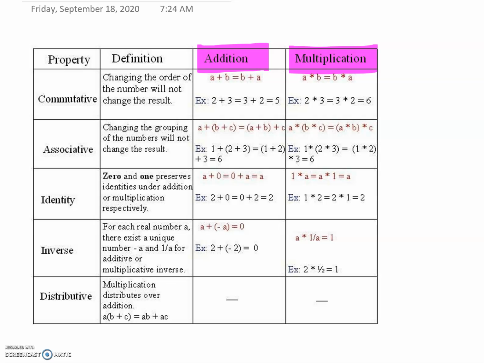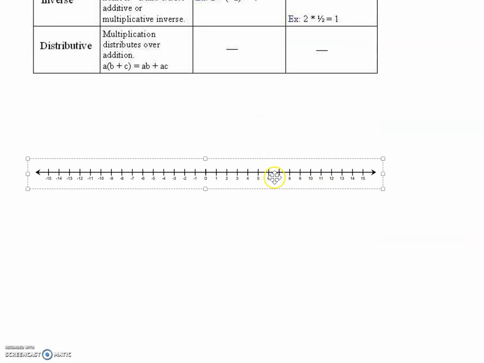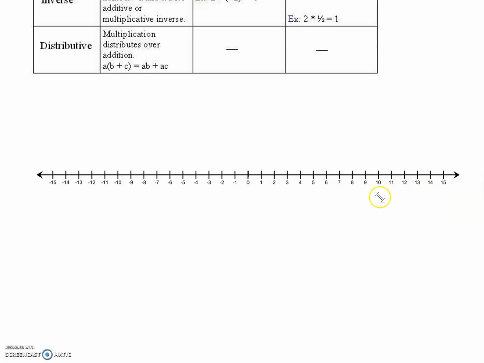So what are these? Well, the commutative property says that changing the order of the numbers will not change the result. And that is only true for addition and multiplication, but we're going to focus on addition today. So you're like, but what does that even mean? Why does it only work for addition? Well, let's look at an example here.